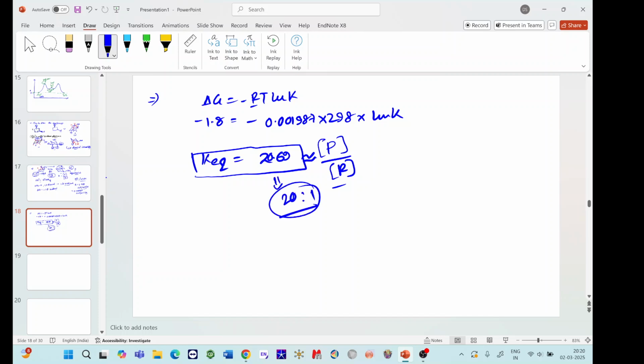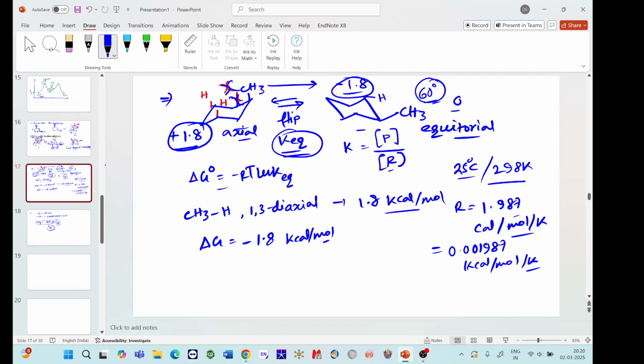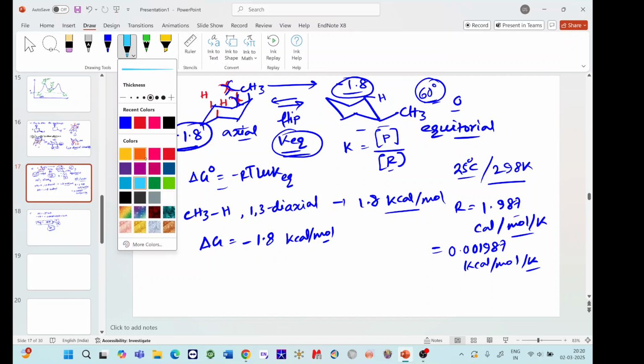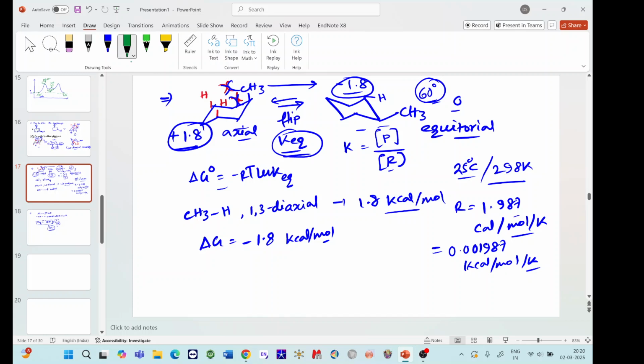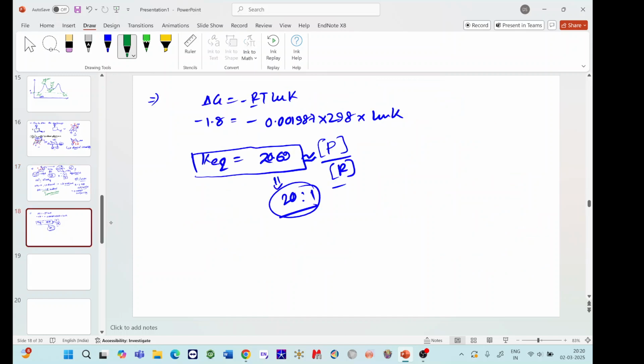You can see this product is much more stable than your reactant, the axial. That is why you can calculate this difference. Also, you can know from the delta G value only. You see it is negative, so that is spontaneous. Just by looking at the sign of delta G, you can determine the reaction is spontaneous, that means it is going to the lower energy side. Okay, so now let us move on.